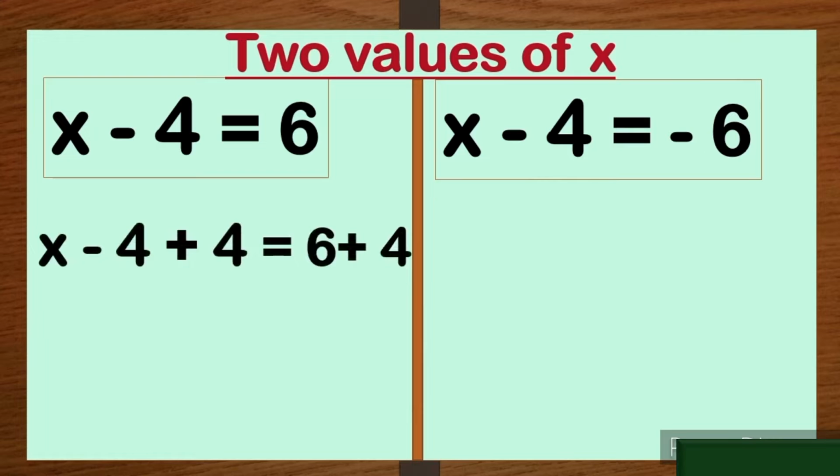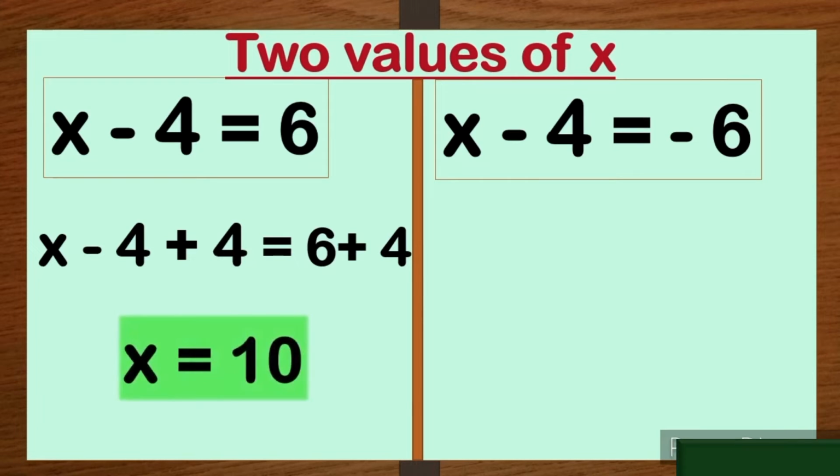For x − 4 = 6, we add 4 to both the left and right sides of the equation. Negative 4 plus 4 is 0, and 6 plus 4 equals 10. So we have x equals 10.